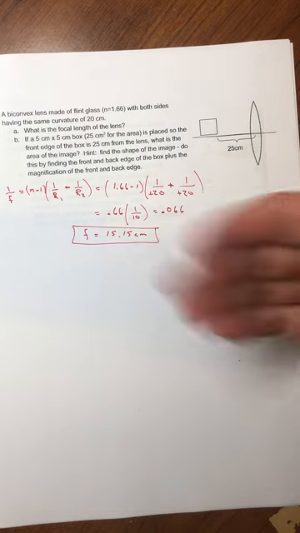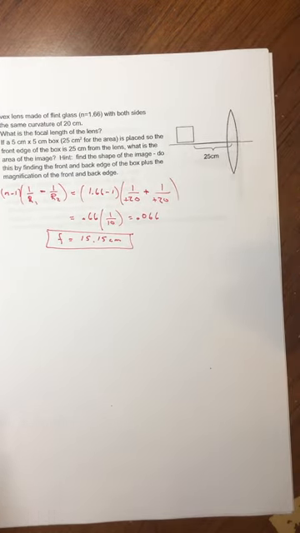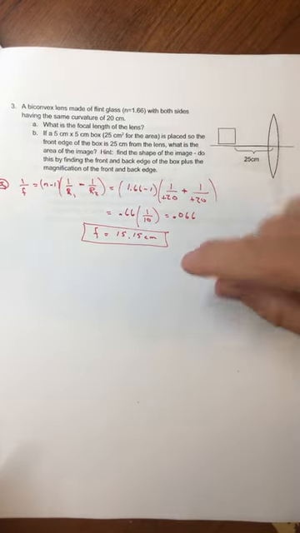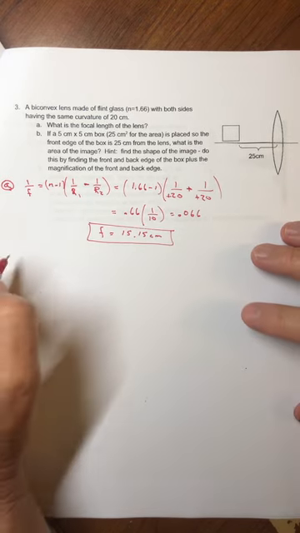And again, notice it's positive. That's a converging lens. It kind of matches what we had been saying about convex lenses. They are positive. They make the light converge. We represent that with a positive number, as you'll see in, again, this is all table 3.